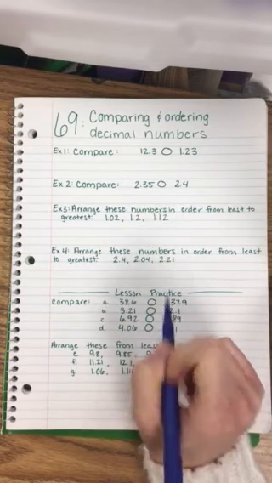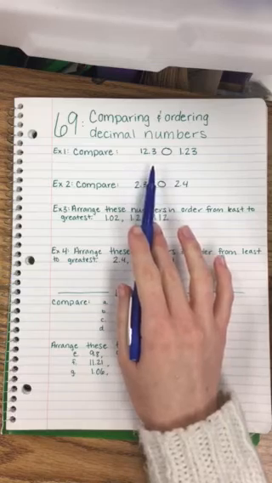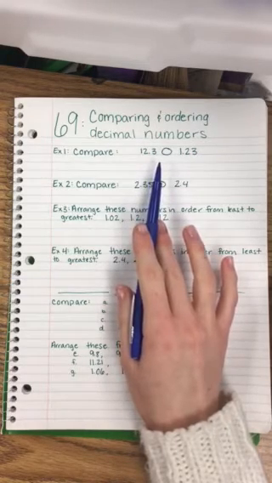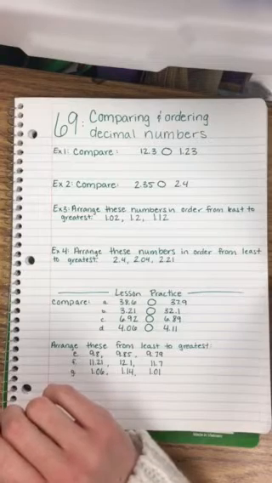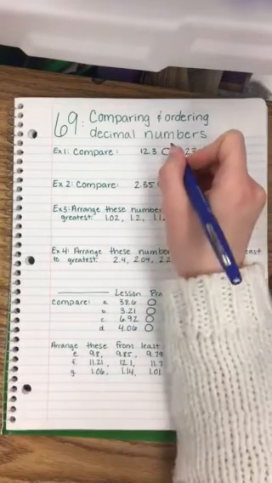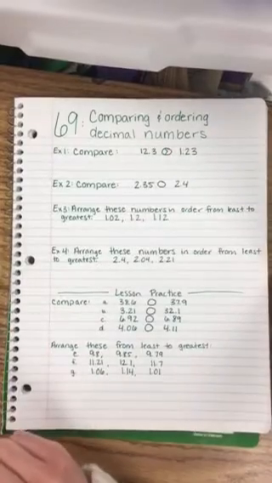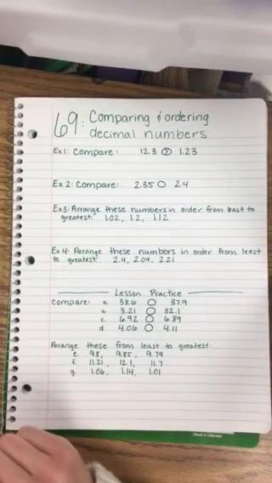The number 12.3 is a little more than 12, but it is less than 13. And the number 1.23 is more than 1 but less than 2. So 12.3 is greater than 1.23.